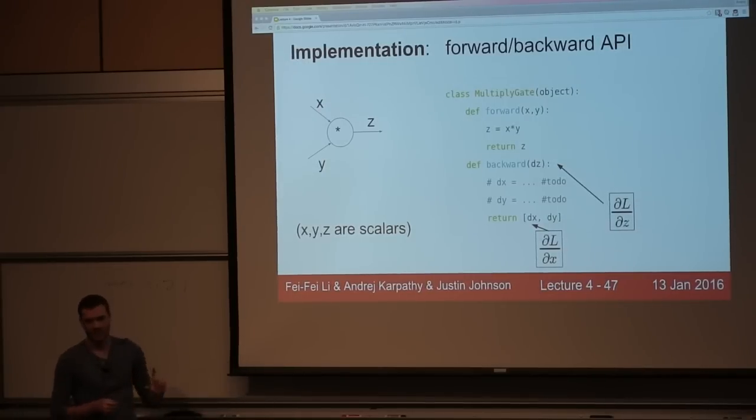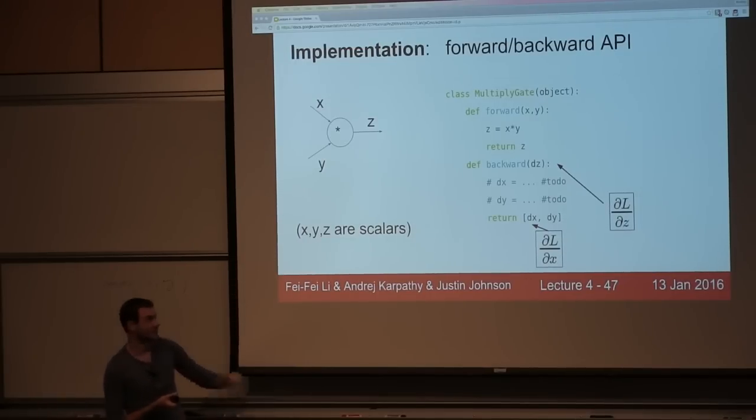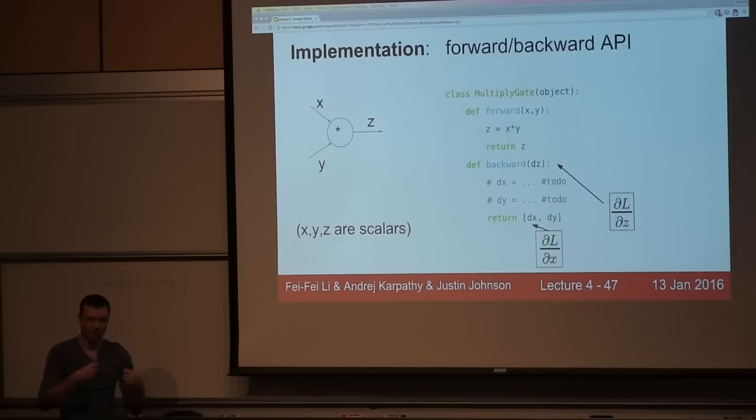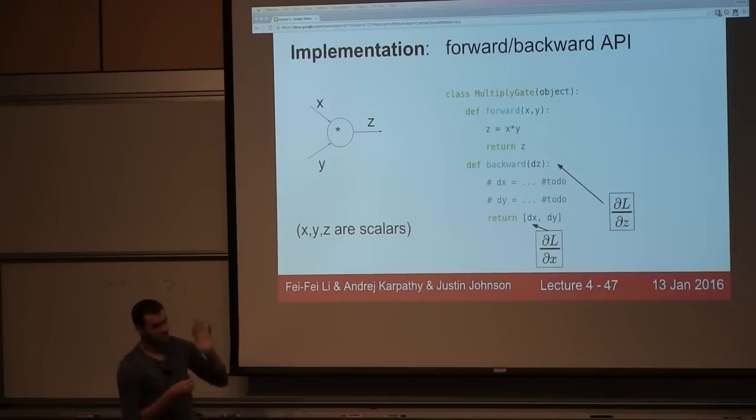So let's consider a multiply gate and how it could be implemented. A multiply gate in this case is just a binary multiply, so it receives 2 inputs, x and y. It computes their multiplication, z is x times y, and it returns z. And all these gates must basically satisfy this API of a forward call and a backward call. How do you behave in a forward pass, and how do you behave in a backward pass?